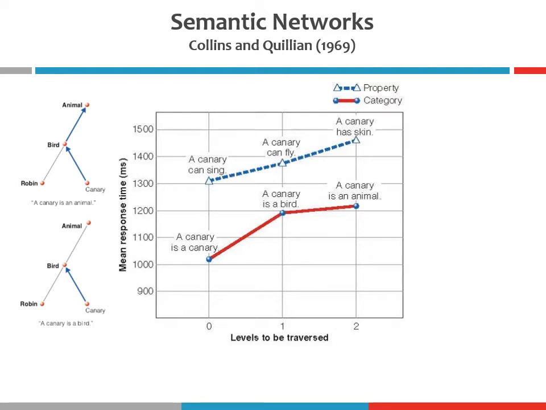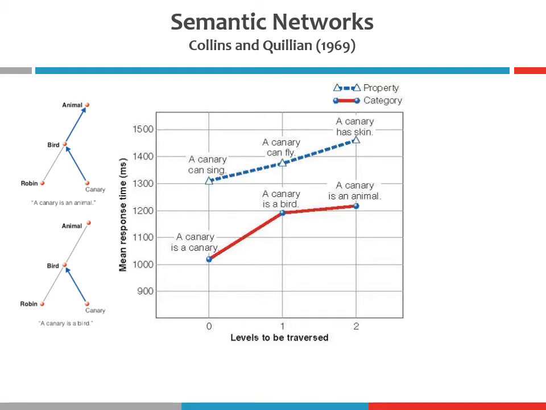So when Collins and Killian measured reaction time, so they measured how long it took people to say yes or no for each of these sentences, okay? It was true that there were much longer reaction times for a canary is an animal than for either a canary is a bird or a canary is a canary, which would require no travel, right?